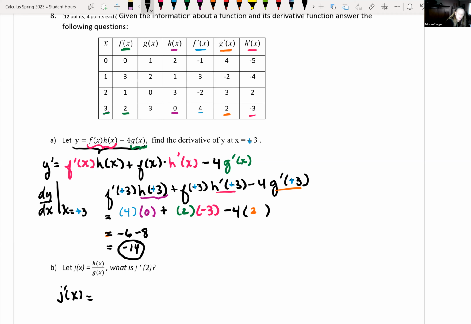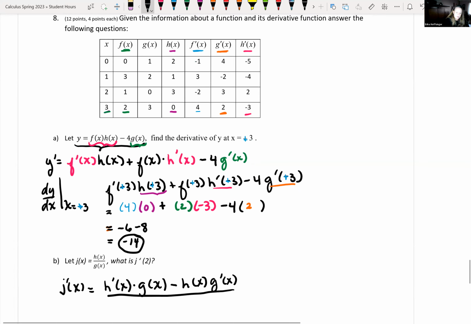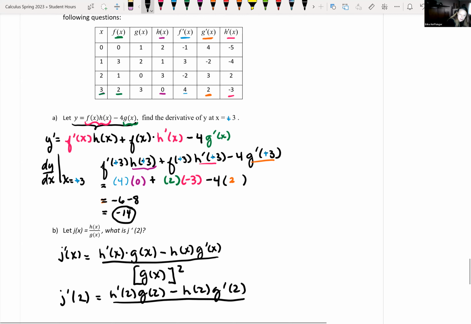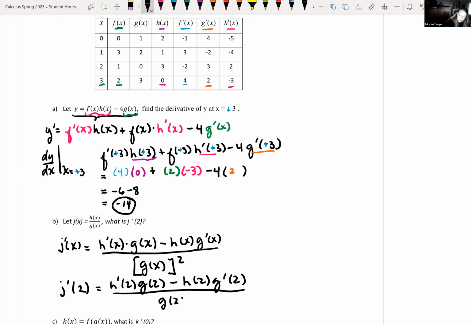So let's just write it out first. We're going to need to use the quotient rule, which says we're going to look at the derivative of h of x times the derivative of the numerator times the denominator, so times g of x, minus the numerator h of x times the derivative of the denominator, g prime of x, all over the denominator quantity squared, so g of x quantity squared. So now let's evaluate that when x is 2. So if we look at that, we have h prime of 2 times g of 2 minus h of 2 times g prime of 2 all over this g of 2 quantity squared.